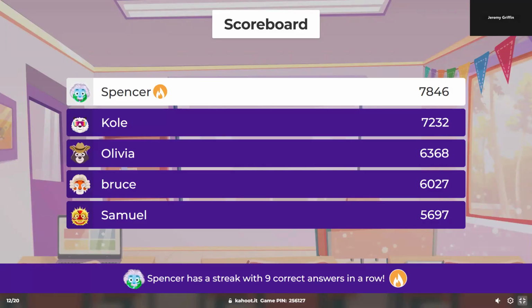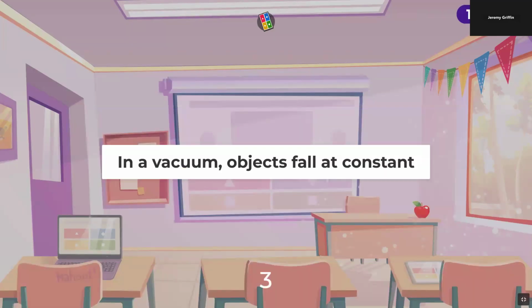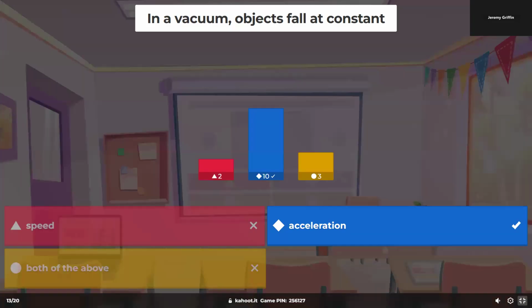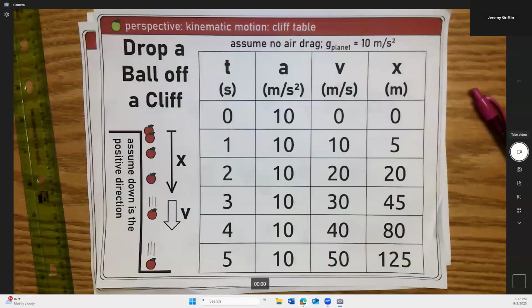In a vacuum, objects fall at constant acceleration. Constant acceleration. Is that this column right here? Constant acceleration.